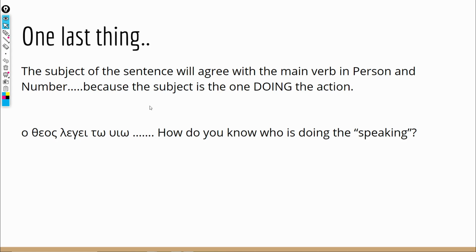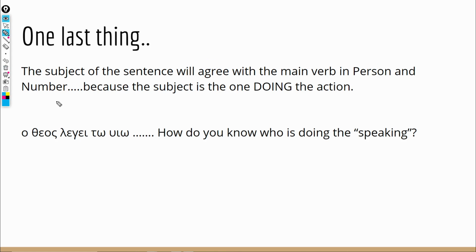All right. So, one last thing. This is the final thing that I will talk about today, and arguably the most important. The subject of the sentence will always agree. I cannot stress this enough. Will always agree with the main verb in the sentence in person and number. They will never, ever disagree.